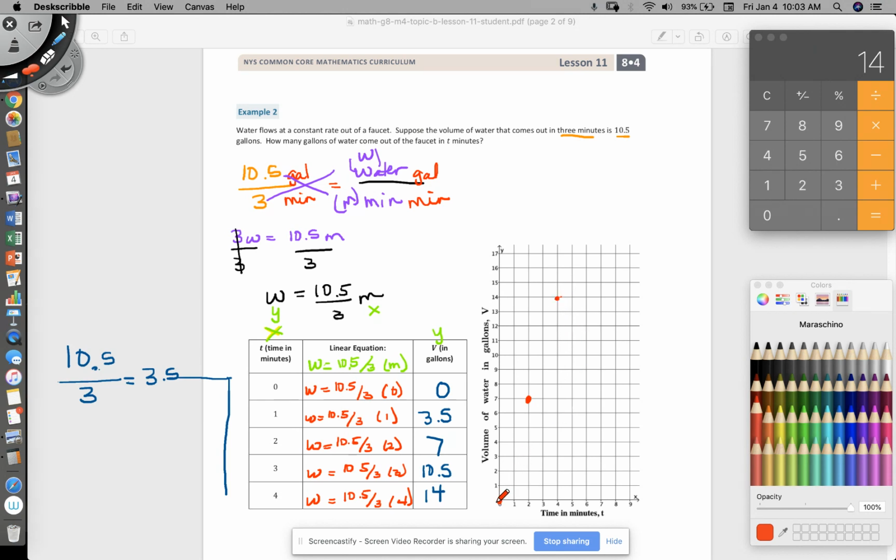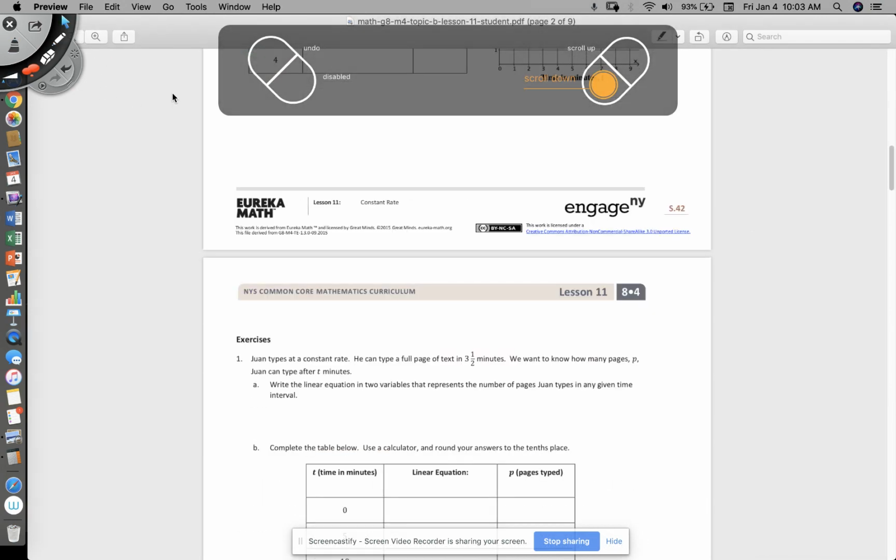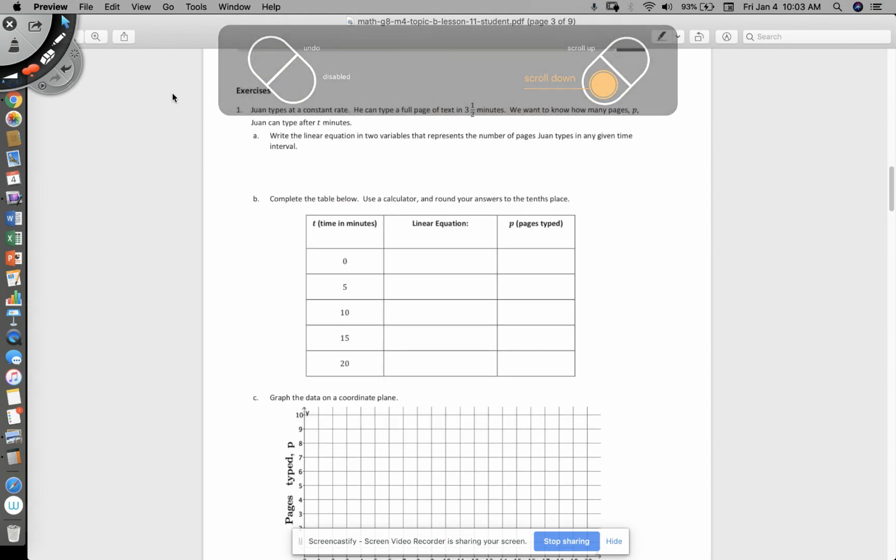All right, now you guys grab a ruler. I'm going to try and freehand this as best I can. Not too good there, but close enough for not having a ruler and writing on a tablet. So you guys grab your ruler, make that nice and straight. All right, let's move on to exercises.